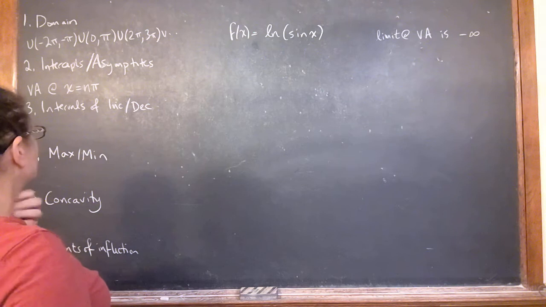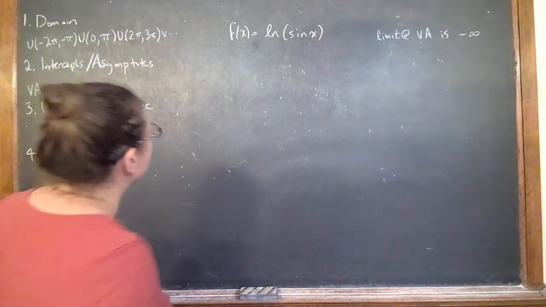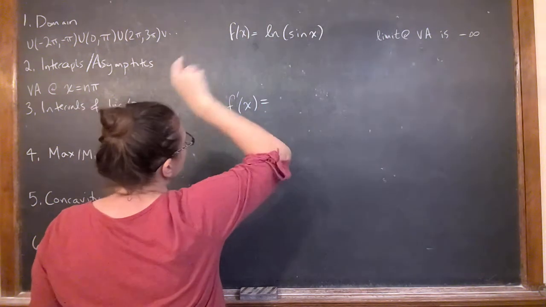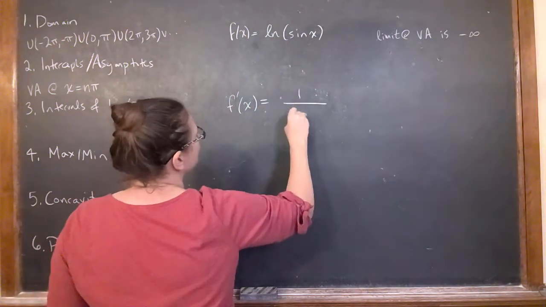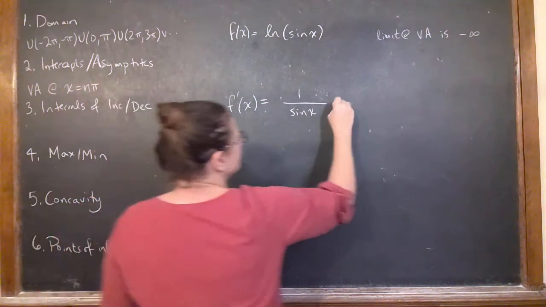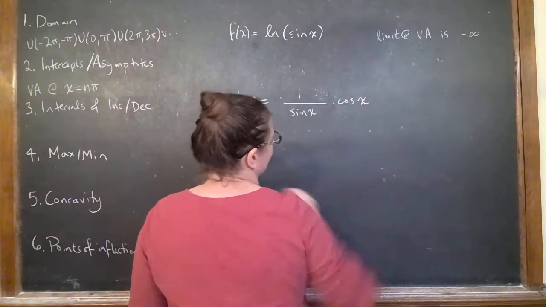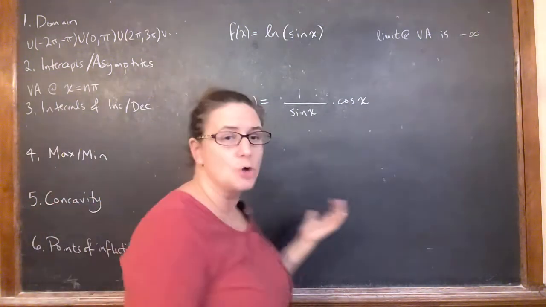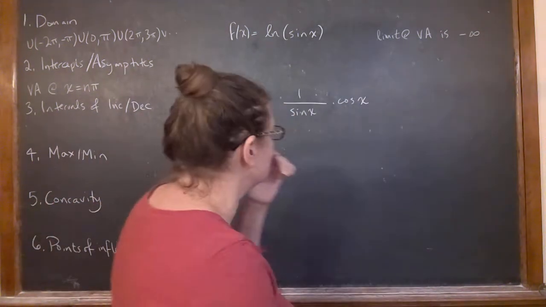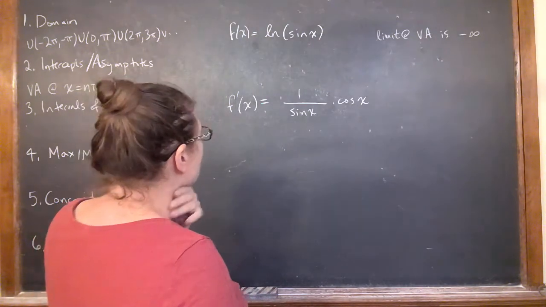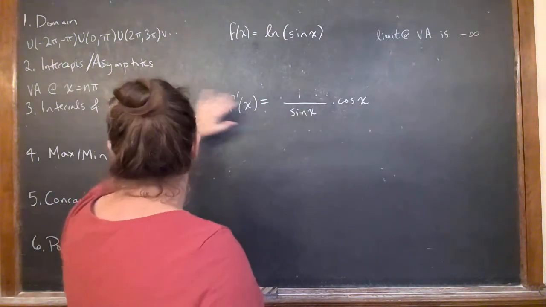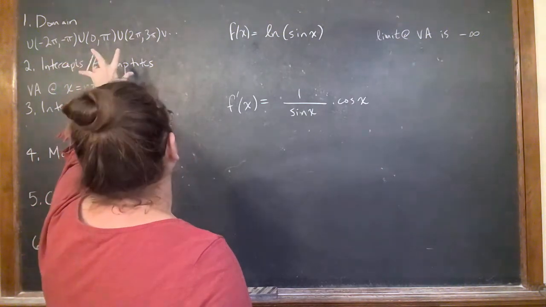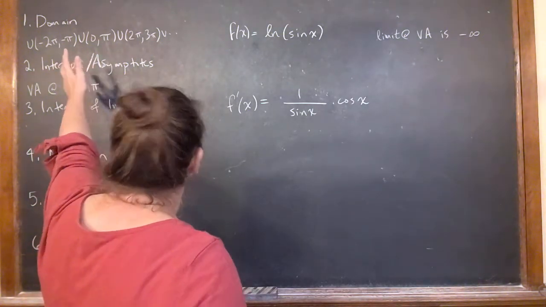Now we have to do intervals of increase and decrease, maximum, etc. So the derivative of natural log is going to be 1 over sine x times the derivative of sine x, which is cosine x. So basically this is cotangent. Let's see though what happens. Where is it 0? Of course it's going to be 0 here where our asymptotes are.